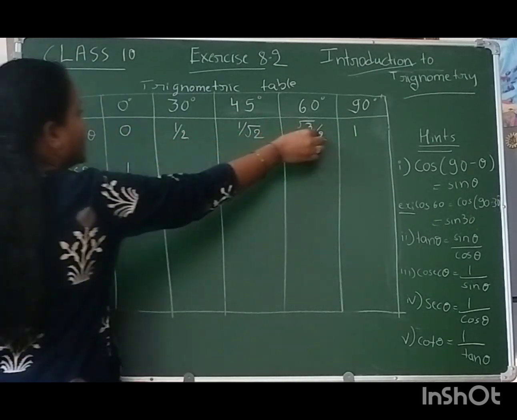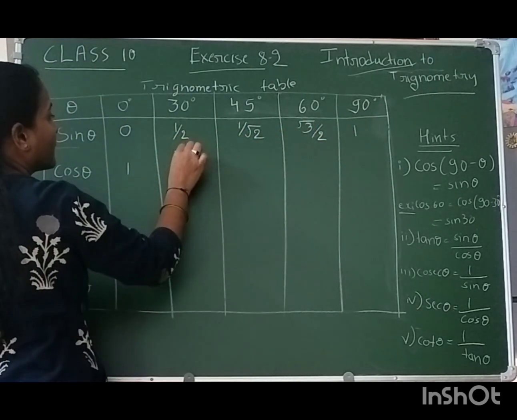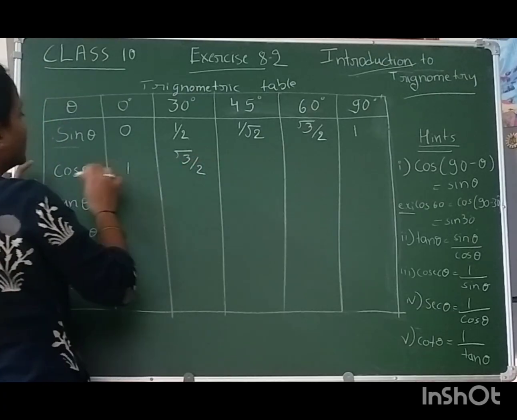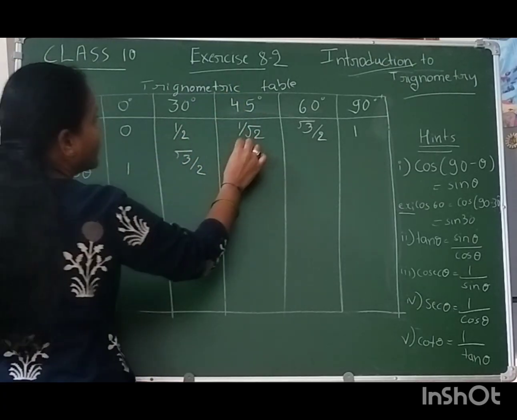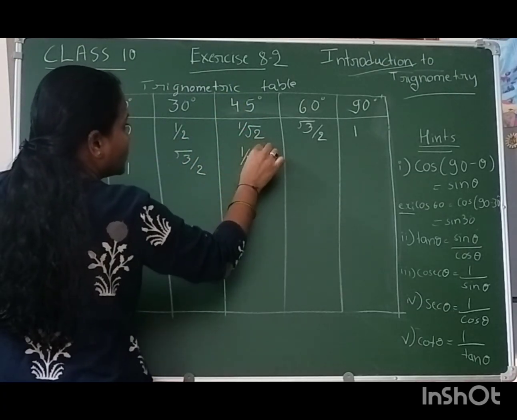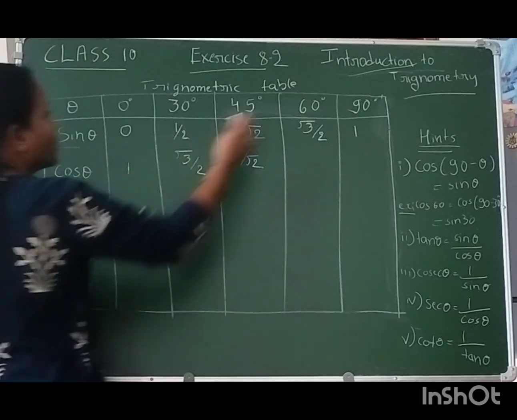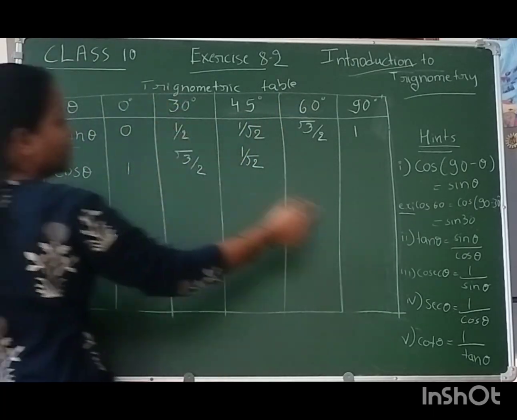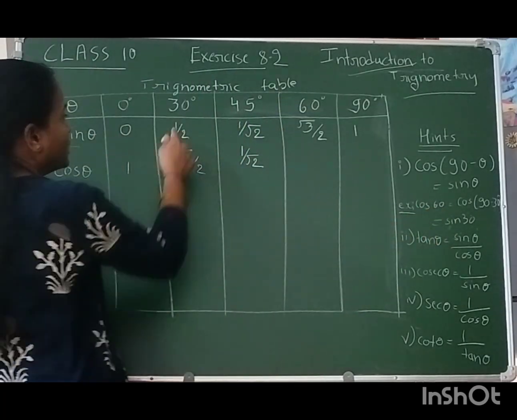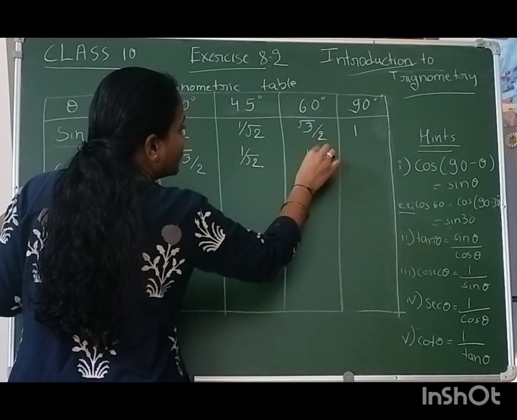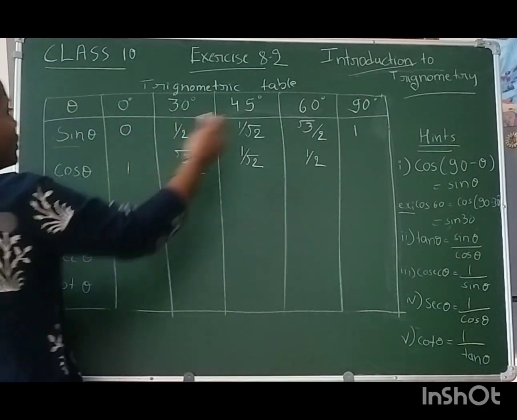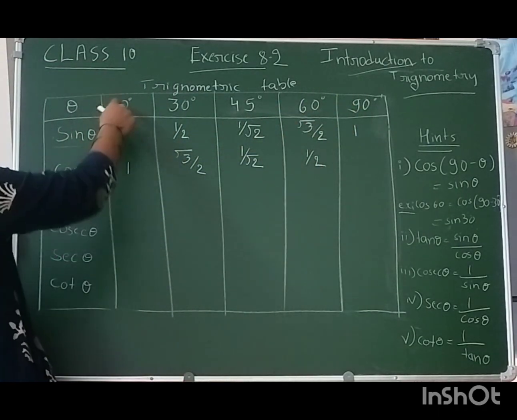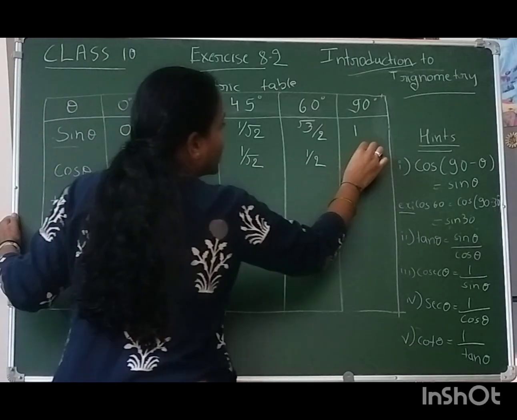So cos 0 is equal to sin 90 and cos 30 is equal to sin 60 and cos 45 equal to sin 45. We'll write the value as 1 by root 2, and cos 60 is equal to sin 30 using the hints. So the value will become 1 by 2 and cos 90 will become sin 0. What is sin 0? 0 here. So we'll write that value here.